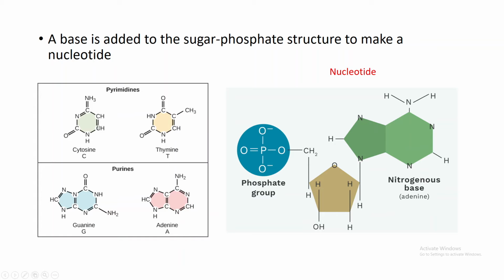These nitrogenous bases are here. They can be divided into pyrimidines and purines. A purine has 2 rings. You can see these purines have 2 rings, guanine and adenine. While pyrimidines have only 1 ring, thymine and cytosine. Ideally, a purine binds with a pyrimidine, so as to make a perfect bond.